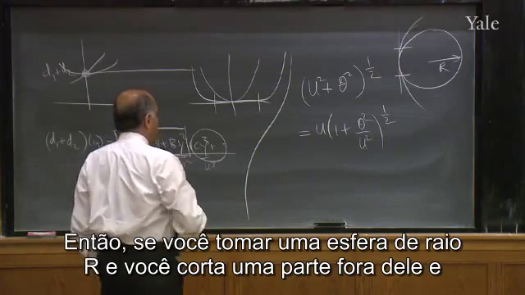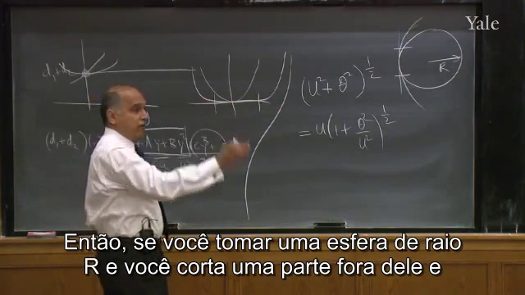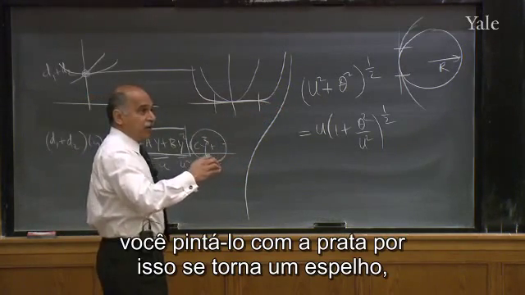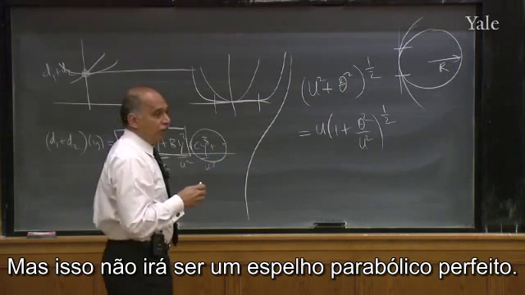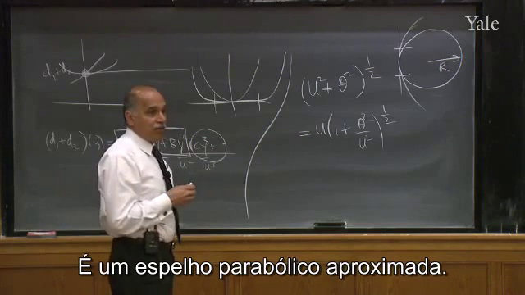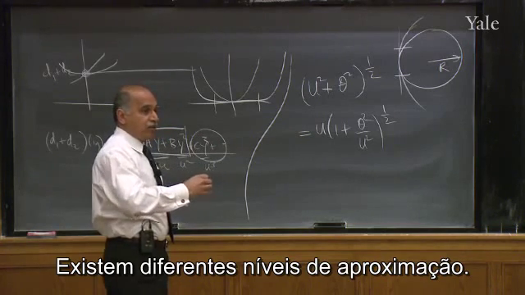So if you take a sphere of radius r and you slice a portion of it and you paint it with silver so it becomes a mirror, its focal length will be r over 2. But it won't be a perfect parabolic mirror. It's an approximate parabolic mirror. There are different levels of approximation.